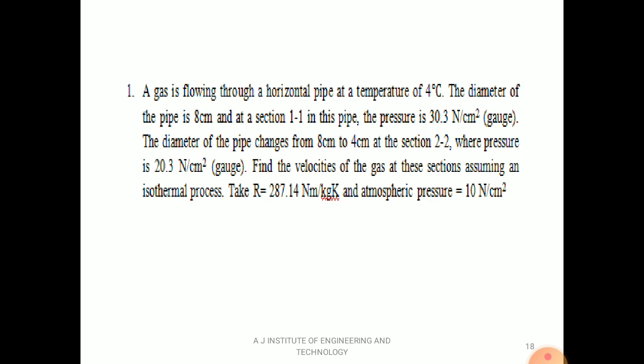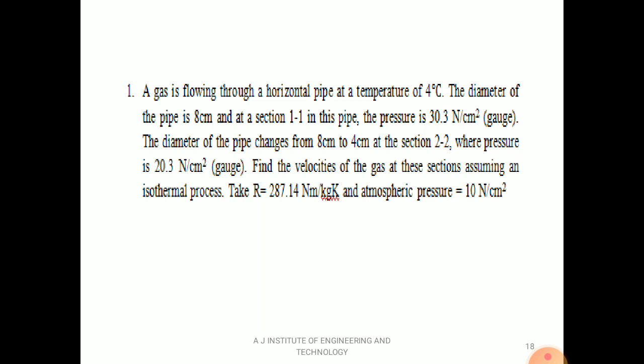A gas is flowing through a horizontal pipe at a temperature of 4 degrees centigrade. Again, the term horizontal pipe is very important, that is Z1 equal to Z2. The change in datum level, dz, equal to 0, or Z2 minus Z1 equal to 0. At a temperature of 4 degrees centigrade, that is T1 is given as 4 degrees centigrade. The diameter of the pipe is 8 centimeter, and at section 1 in this pipe the pressure is 30.3 Newton per centimeter square gauge. So again pressure is given as gauge pressure.